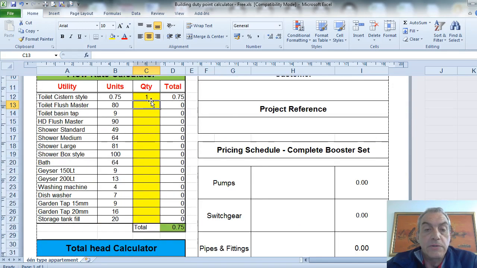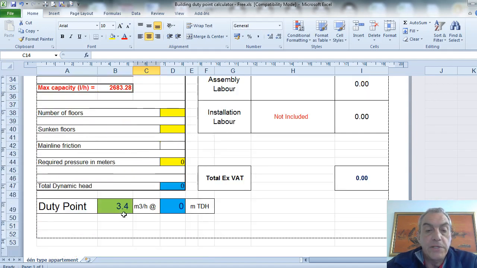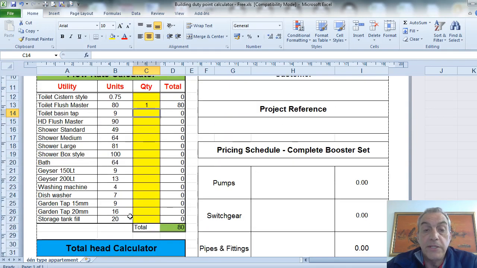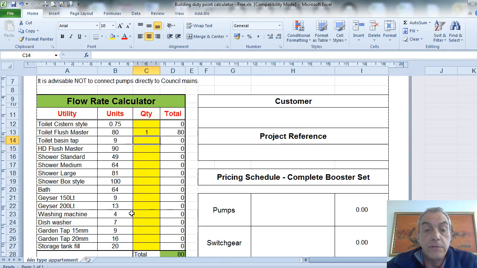So let's just make that naught and change the toilet flush master and put in 1 there and see what the result is. You see how vastly different the two flow rates are. Toilet flush master is going to use 3.4 cubes an hour, which is considerably more. So understand the difference and make sure you know the difference, because you can really come unstuck on duty points and flow rates if you don't get those two numbers right.